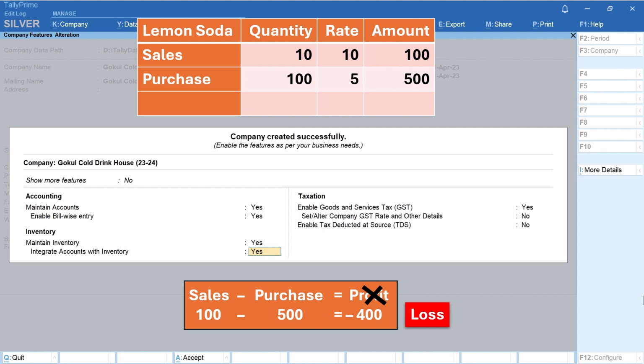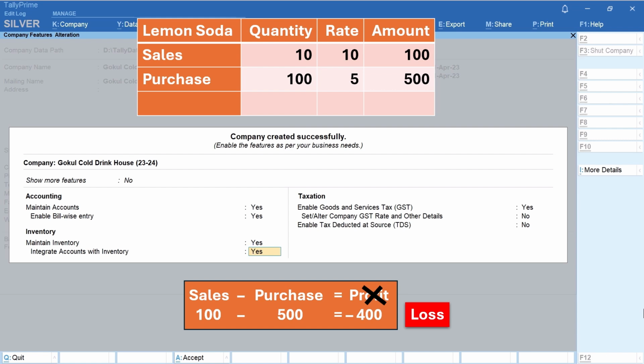Why is there so much silence? Is there any problem? Sir, we purchased 100 bottles and we have sold only 10 bottles. So we still have 90 bottles with us.